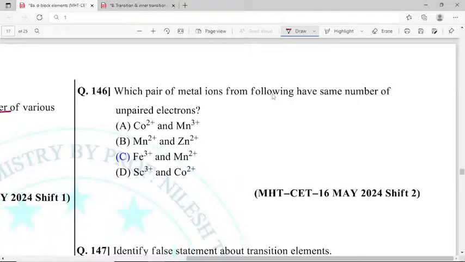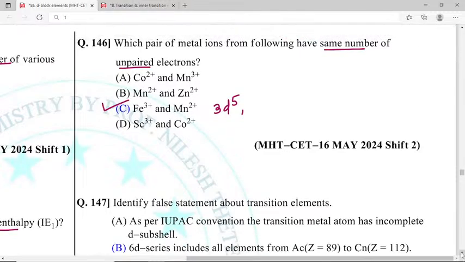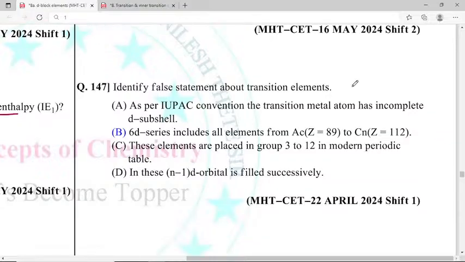Which pair of metal ions from the following has the same number of unpaired electrons? Fe3+ is 3d5 and Mn2+ is again 3d5. So 3d5, 3d5, 5 unpaired electrons.